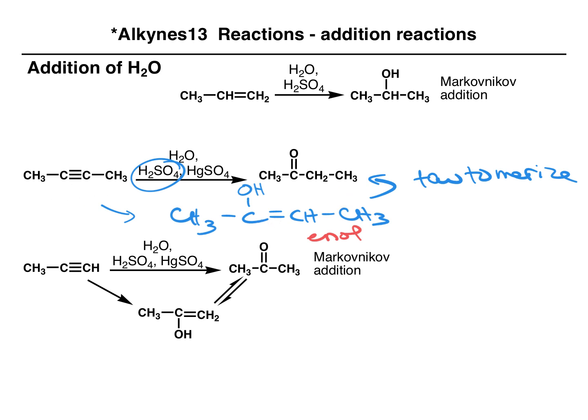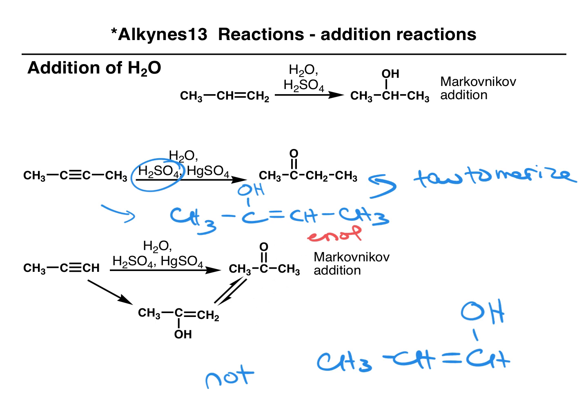Now, what if we don't have a symmetric alkyne? What if we have an unsymmetric alkyne? Well, just like we saw with alkenes, we will get Markovnikov addition. So the hydrogen will add to this alkyne carbon and the OH will add to this carbon, giving this enol, not this one. Okay, we get the Markovnikov enol, which then tautomerizes to give the ketone.